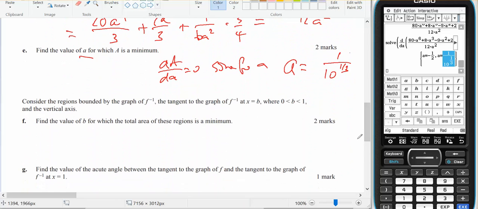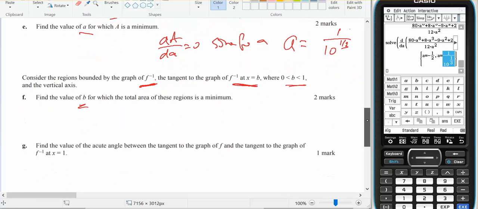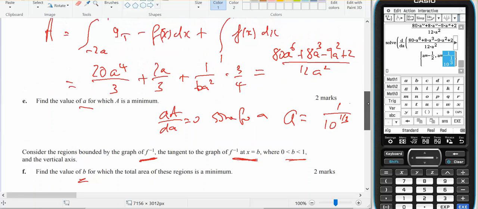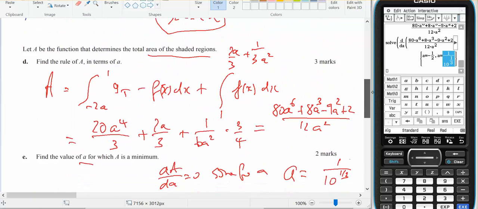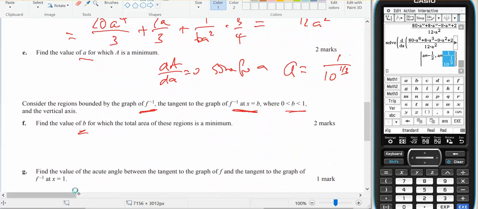Okay. Consider the regions bound by the inverse, the tangent to the graph at B, where B goes between 0 and 1. So find the regions bound by the graph. Find the value of B for which this total region is. This is the same as this region up here, except it's the inverse.